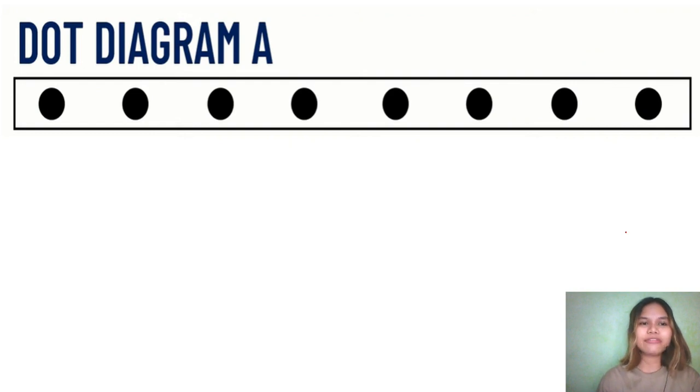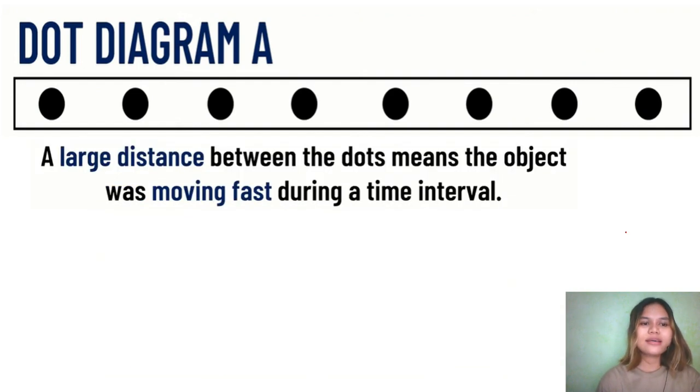Let's say we have dot diagram A. In dot diagram A, we can say a large distance between the dots means the object was moving fast during a time interval. In Tagalog, kapag yung espasyo sa pagitan ng dalawang dots ay magkakalayo sa isa't isa, ibig sabihin gumagalaw ng mabilis ang ating object.